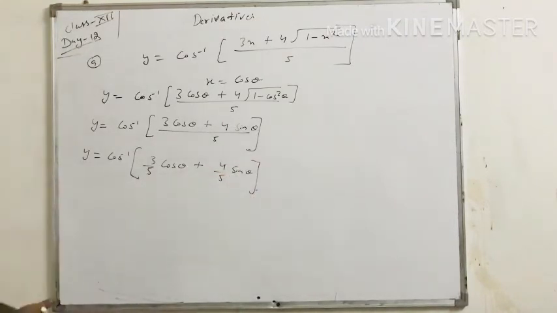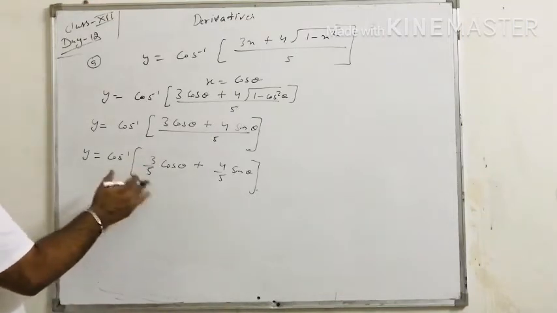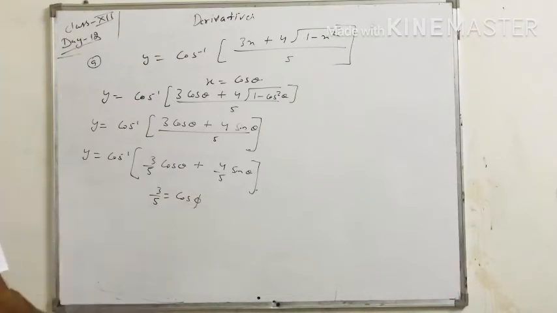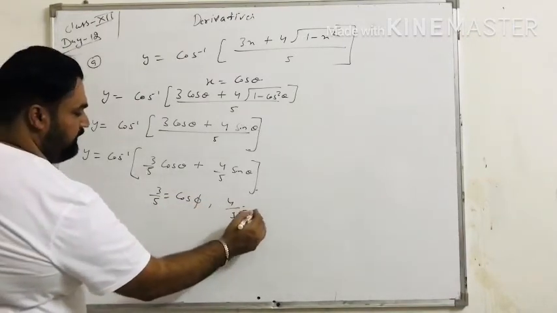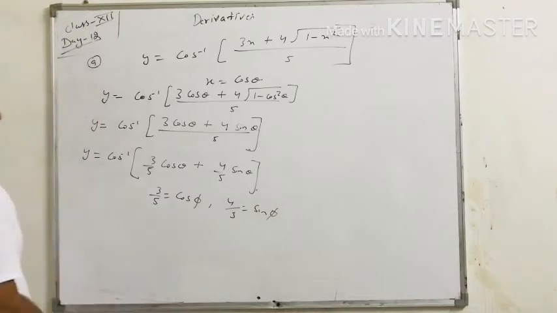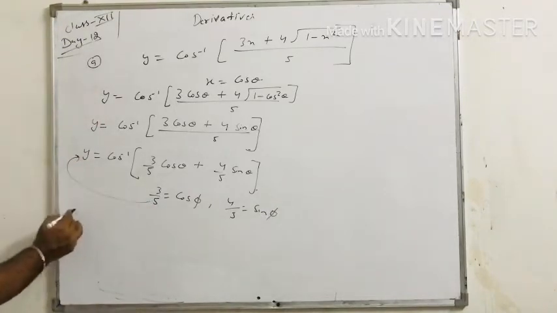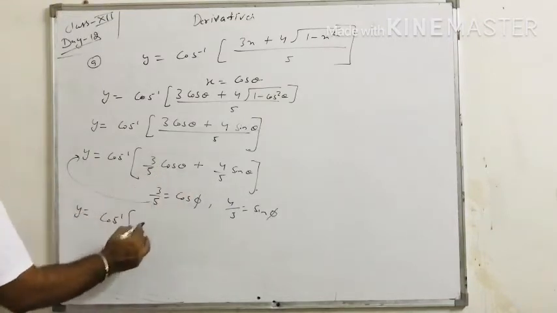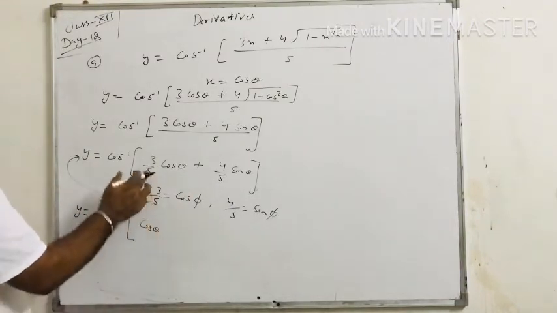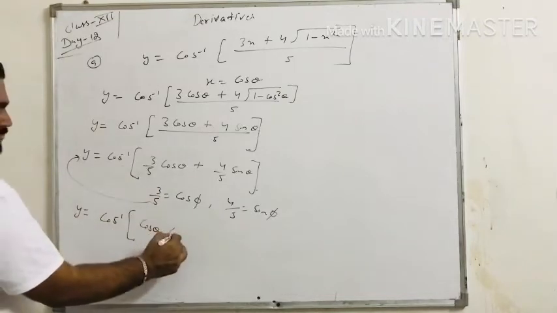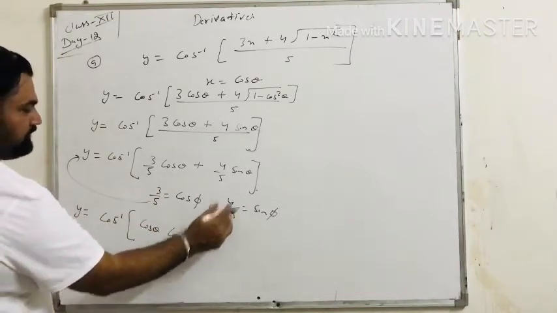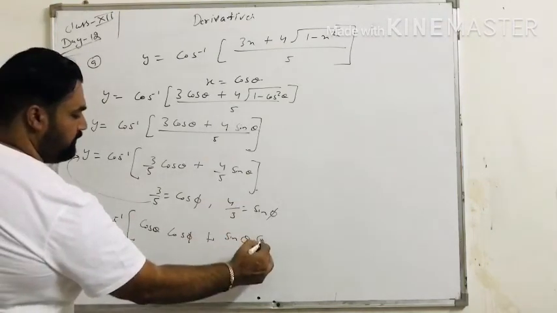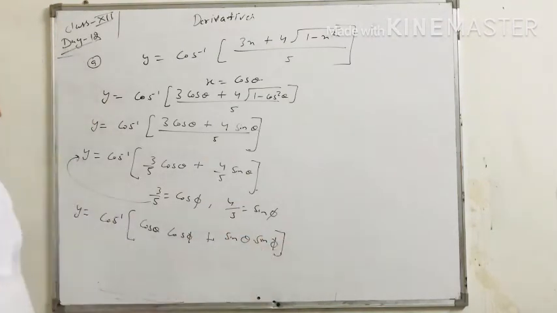Now the next step is we suppose 3 upon 5 equals cos alpha and 4 upon 5 equals sin alpha. Put these values in this equation. Y equals cos inverse of cos theta, same, cos alpha, plus sin theta, same, sin alpha.